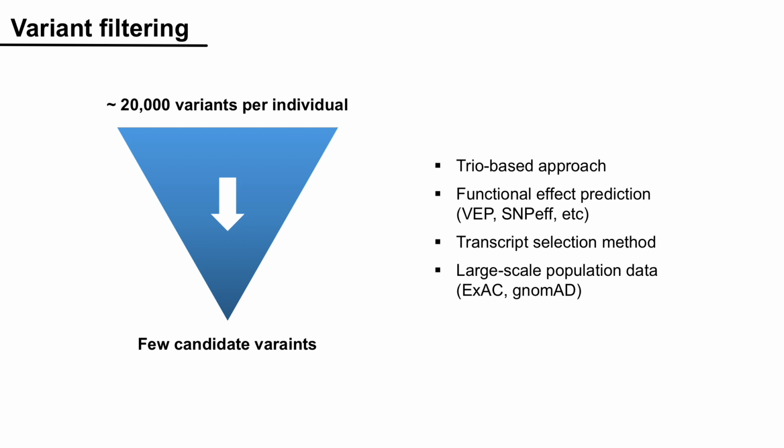People developed many ways to do this. Using a trio approach is a common step, but you should be careful not to find the wrong inheritance pattern. Prediction of functional effects of variants can be helpful, but these predictions may not reflect the real biology. Selecting alternative transcripts can also result in a different diagnosis. Large-scale population resources, such as ExAC and gnomAD, can be used to filter common variants. However, the threshold and ethnicity of the resource can affect the result.